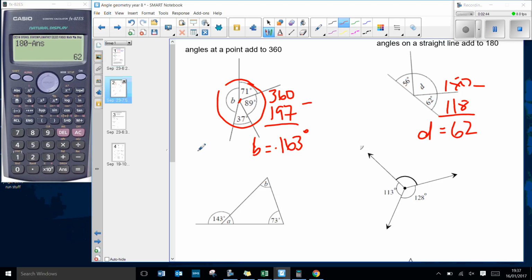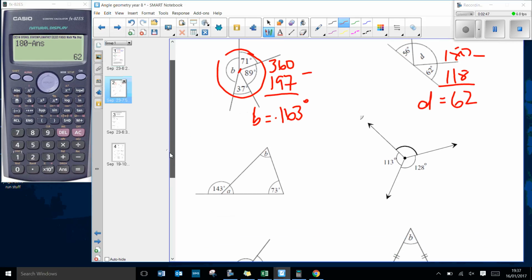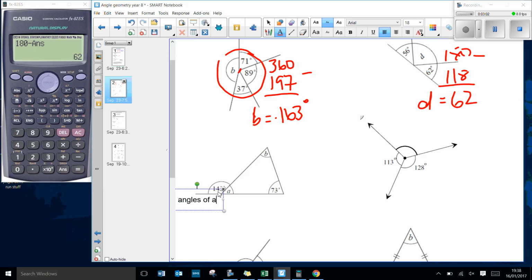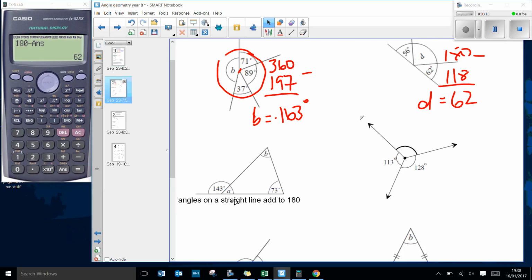Okay, next one. So when there's two letters, we tend to work out them in alphabetical order. So for this first one, the reason would be angles on a straight line. Okay, so this is an important part here, and something that many people often make a mistake with.